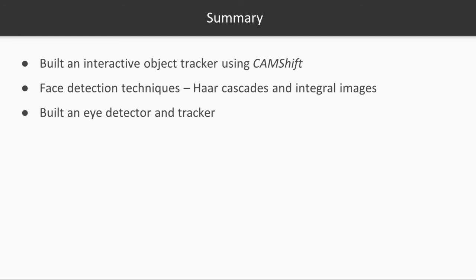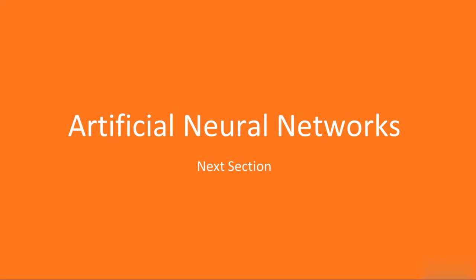We learned how to build an optical flow-based tracker. We discussed face detection techniques and understood the concepts of Haar cascades and integral images. We use this technique to build an eye detector and tracker. In the next section, we will discuss artificial neural networks and use those techniques to build an optical character recognition engine.